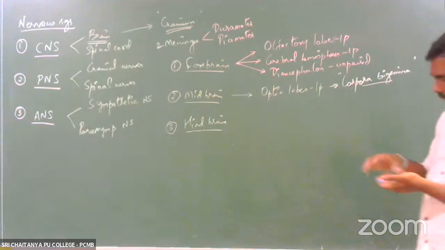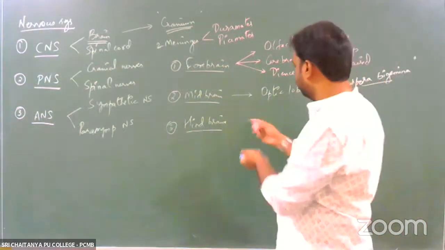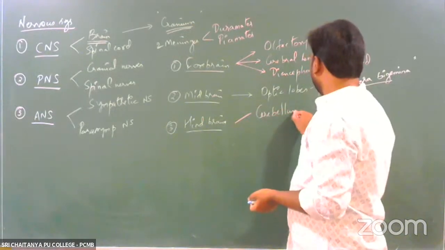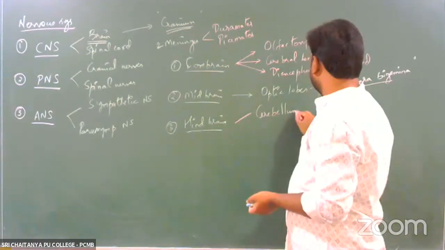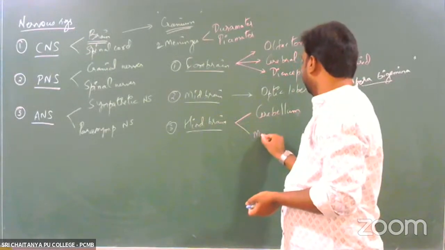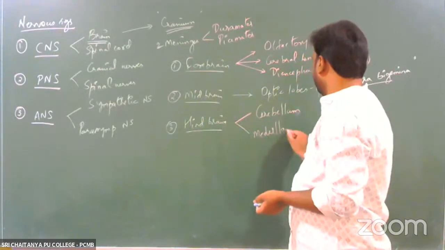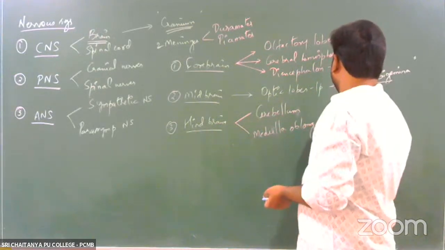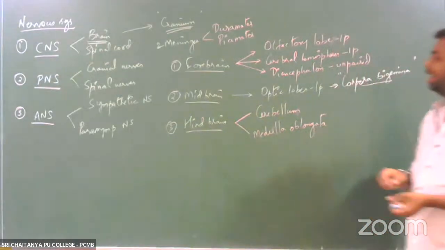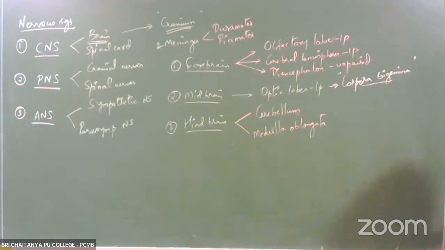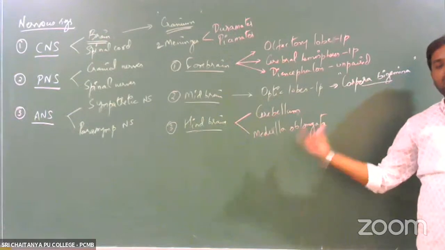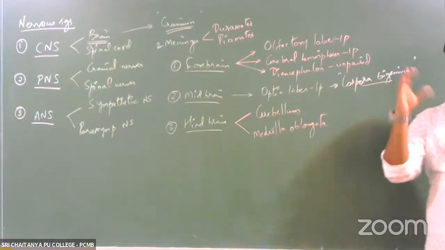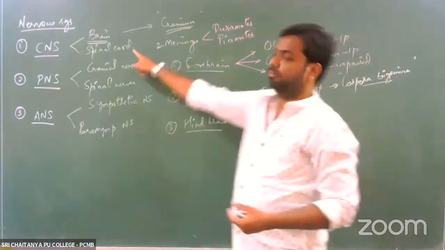The hindbrain again has two important parts. One is called the cerebellum, and the second one is called the medulla oblongata. So these are the two parts of the hindbrain, the cerebellum as well as the medulla oblongata. Now, this medulla oblongata is considered to be the posterior end of the brain, and it is the one which connects with the spinal cord.